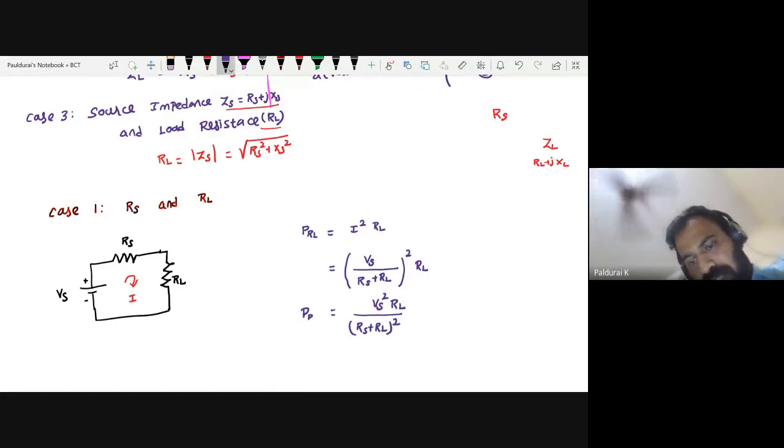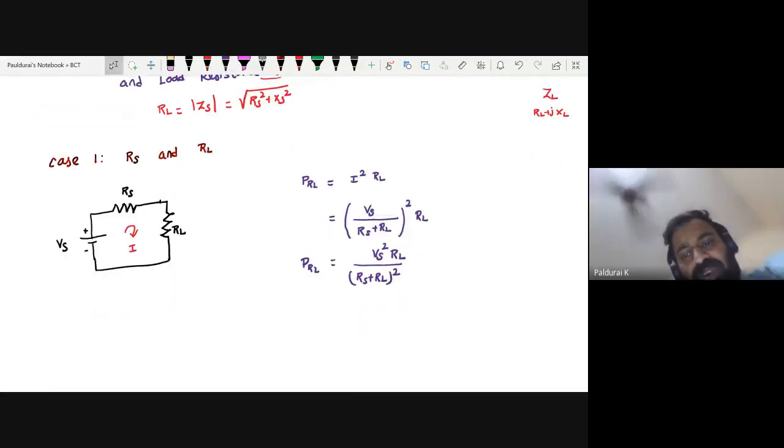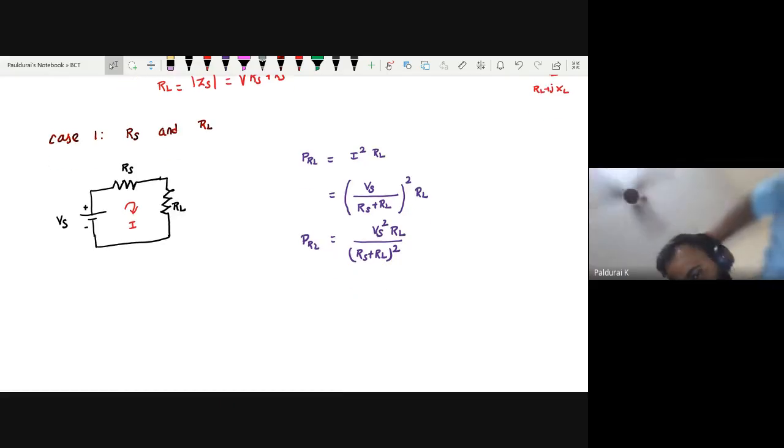Any doubt in this? The power dissipated by the load, P of RL, I have taken as I squared R, where I equals V by R. Here V is Vs, and R is Rs and RL, both considered in series, so I have given Rs plus RL, the whole squared, times RL. Any doubt till now?